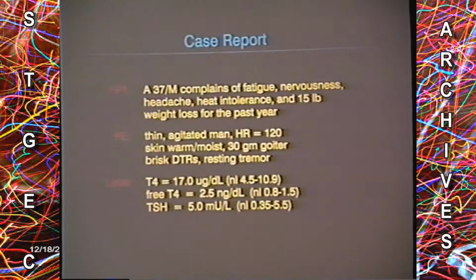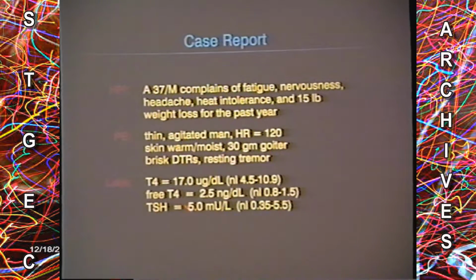Okay, let us just look at one case. This is a 37-year-old male who comes in fatigued, nervous, with headache, heat intolerance, and 15-pound weight loss. He is thin, heart rate 120. He has tremors, he has a goiter. Thyroid hormone normal is 4 to 10. Patient's is 17. So again, it's high. He is hyperthyroid clinically and biochemically.